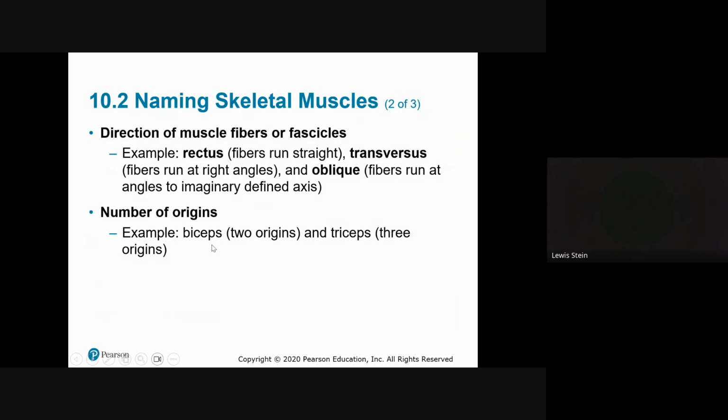And again, more than 2 heads is really where it is. So 2 origins, 3 triceps. There's even a quadriceps, as you'll see in the lower extremity.